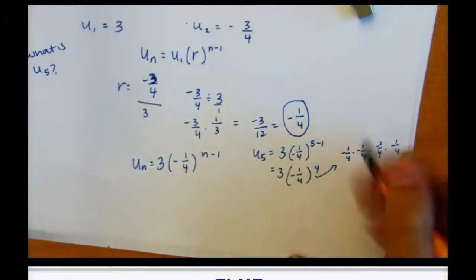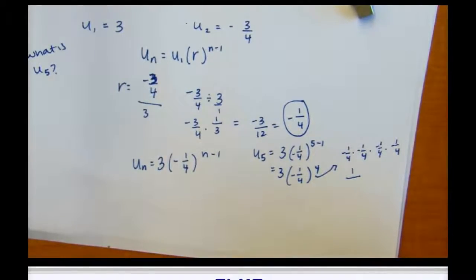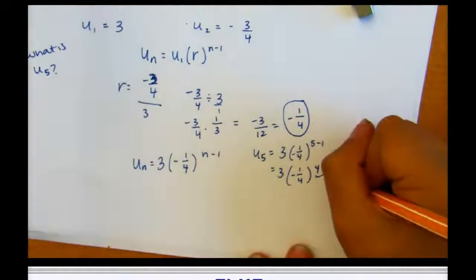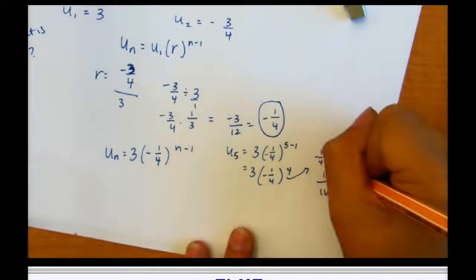Okay, well I know that 4 times 4, I'm multiplying just straight across, is going to give me 16. And these are all going to become positive. So I'm going to have 1/16 times 1/16.